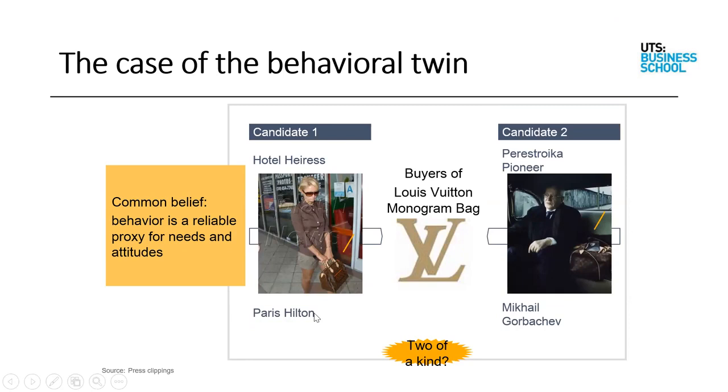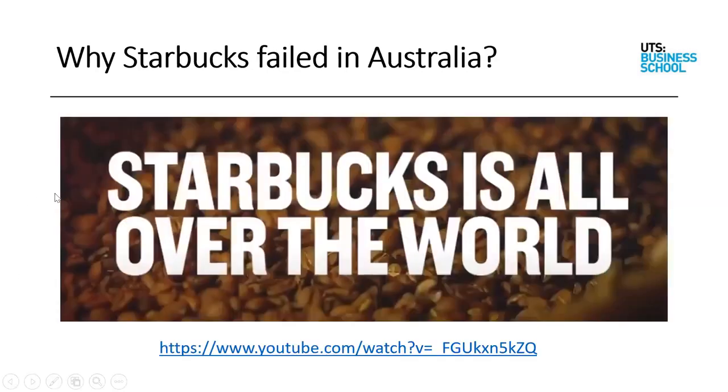Paris Hilton, the hotel heiress, has a great collection of bags of all types and varieties. But on the other hand, you also have a political figure who's also using the Louis Vuitton bag, but for a different reason. In one case, it is more for celebrity status, advertising, influencing. On the other hand, it's purely for functional use, but also to project that status. So two people's behaviors might not necessarily reflect their needs and attitudes, which is why we say that need-based segmentation is the best segmentation.